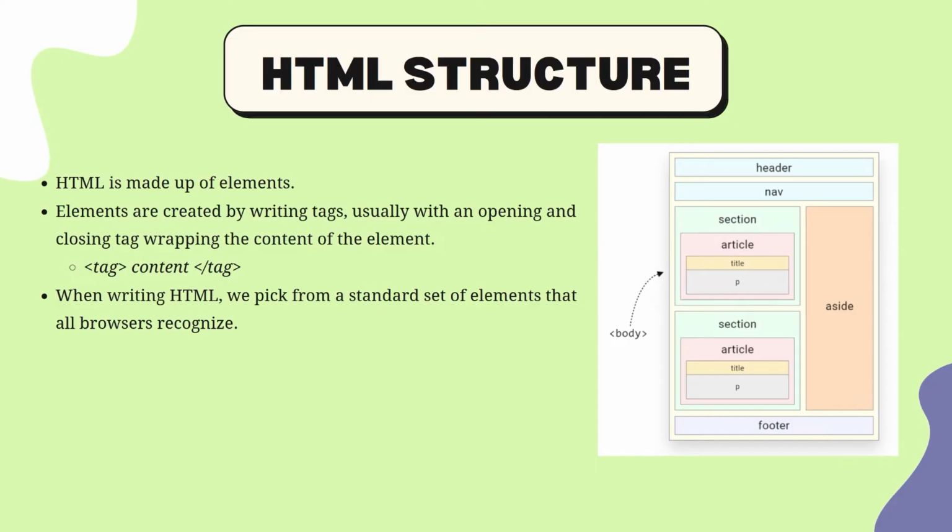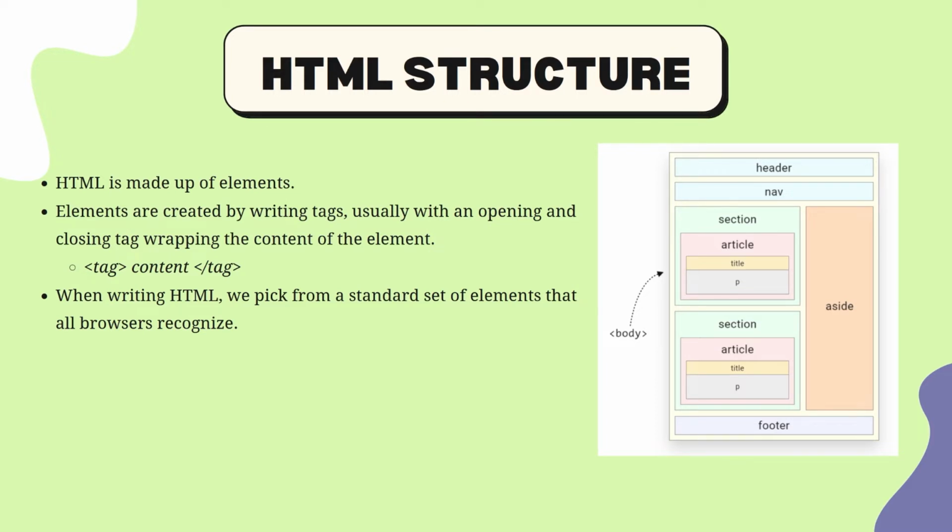So now let's talk about HTML structure. The structure of HTML is made up of elements, and these elements are created by writing tags, usually with an opening and a closing tag, wrapping the contents of that element. And it looks something like this, where you have the tag to open in the beginning, and then there's some content, whatever you want to put in there, and then there is a closing tag that has a / to begin with.